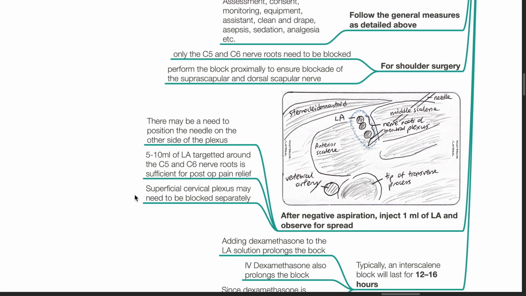After negative aspiration, inject 1 ml of LA and observe for spread. There may be a need to position the needle on the other side of the plexus. 5 to 10 ml of LA targeted around the C5 and C6 nerve roots is sufficient for post-op pain relief. Superficial cervical plexus may need to be blocked separately.